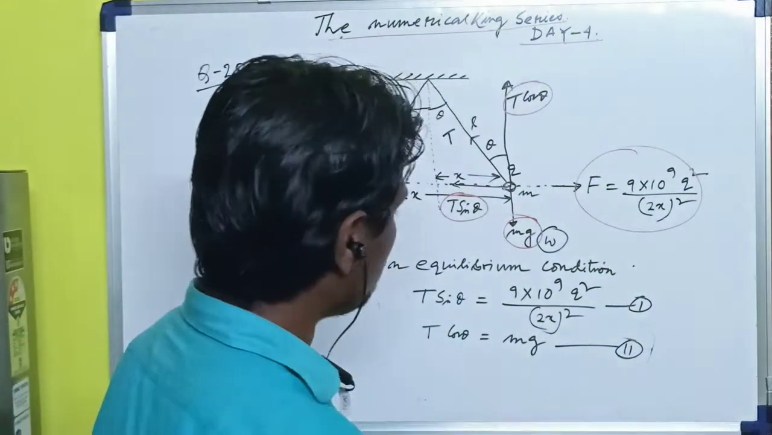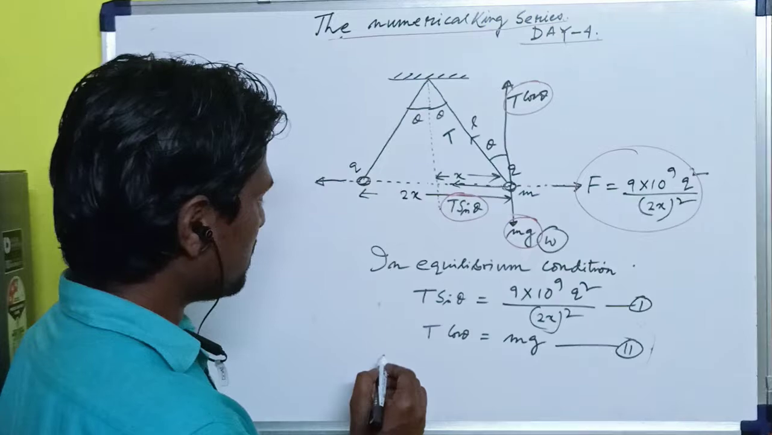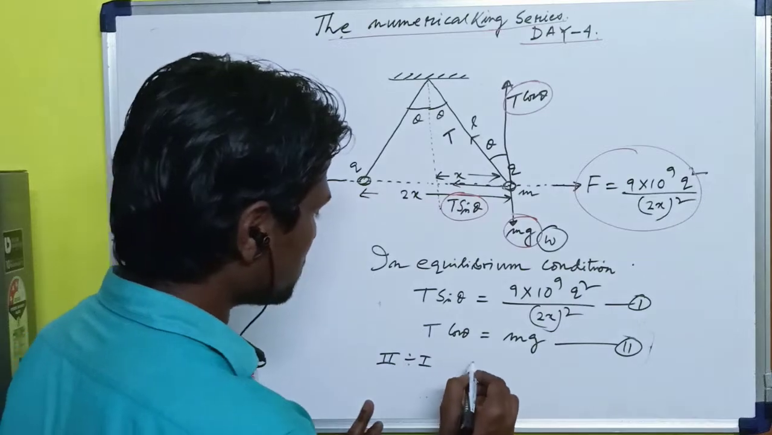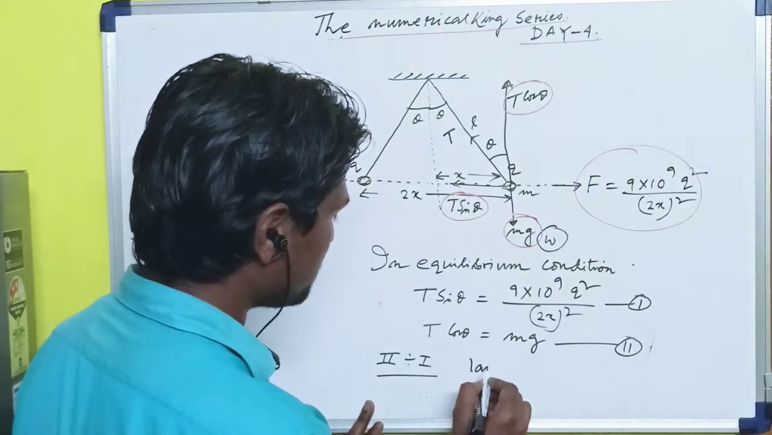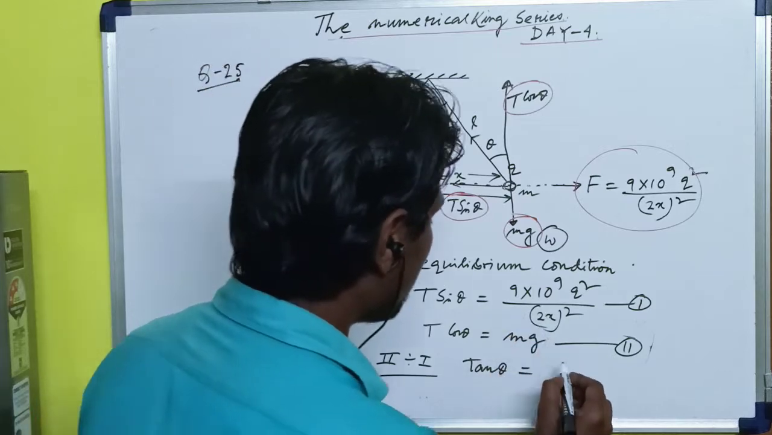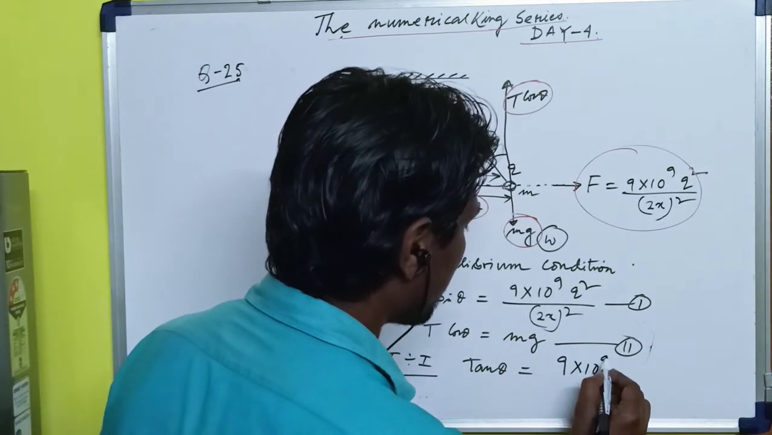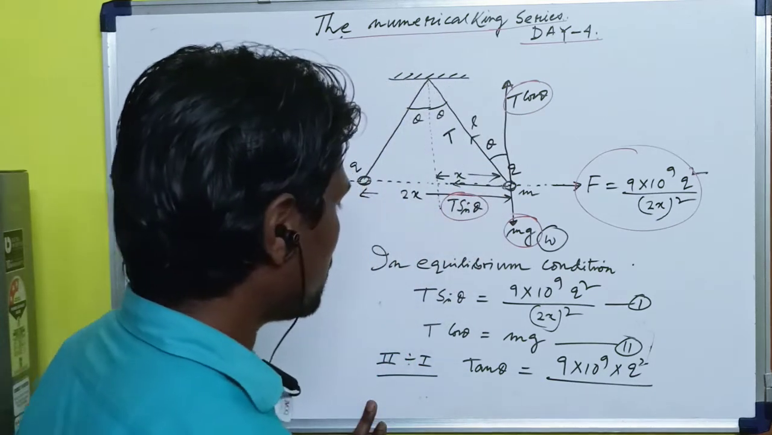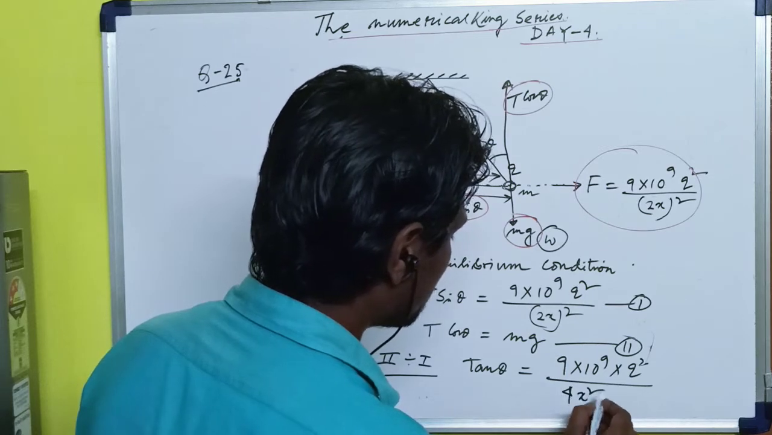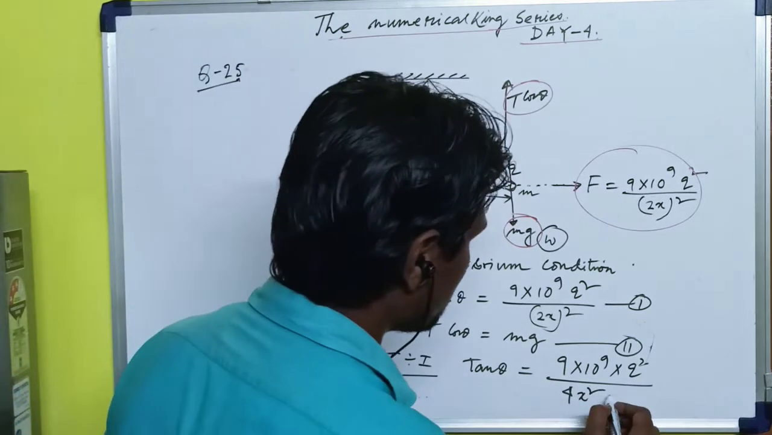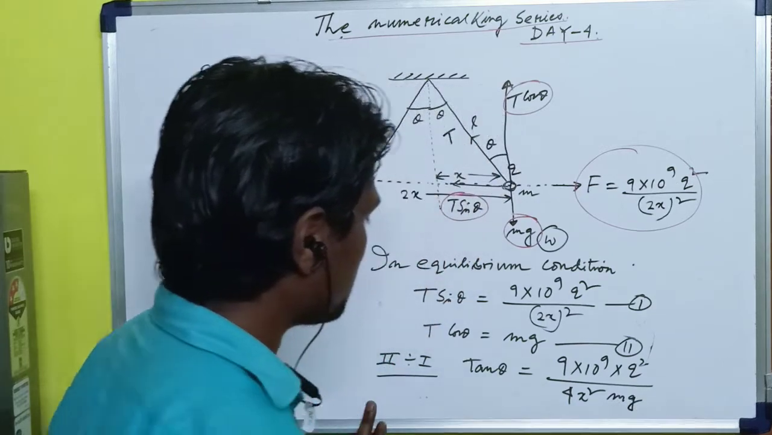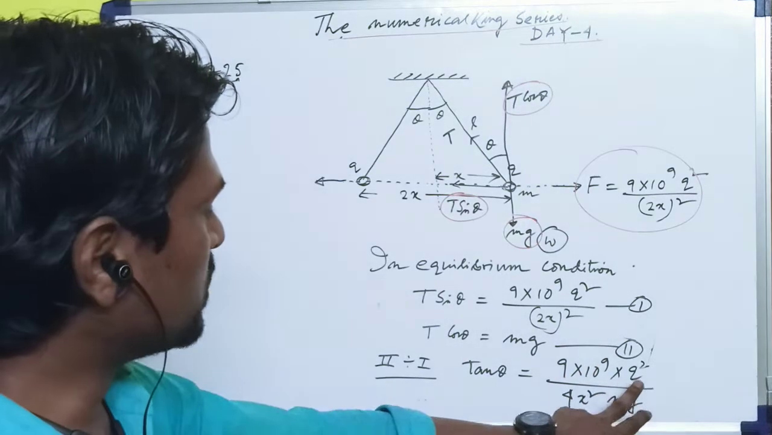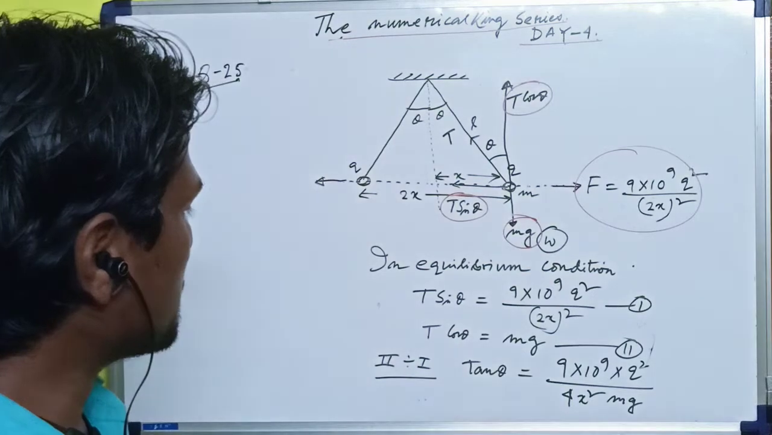So divide equation 1 by 2. Sin theta by cos theta means tan theta. Tan theta equals 9 into 10 to the power 9 into q square by 4x square by mg. So tan theta equals 9 into 10 to the power 9 into q square by 4x square mg. Is it clear?